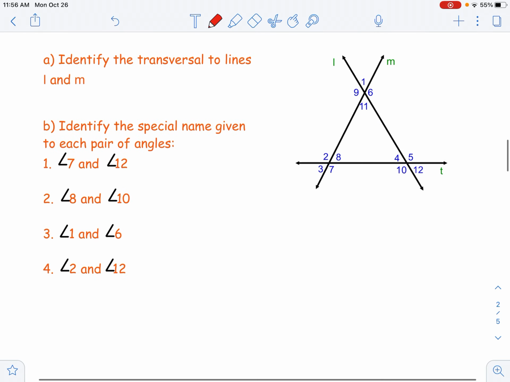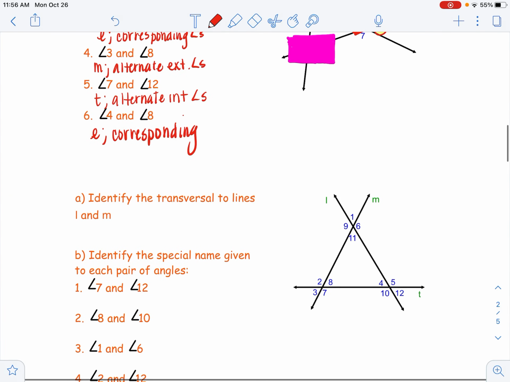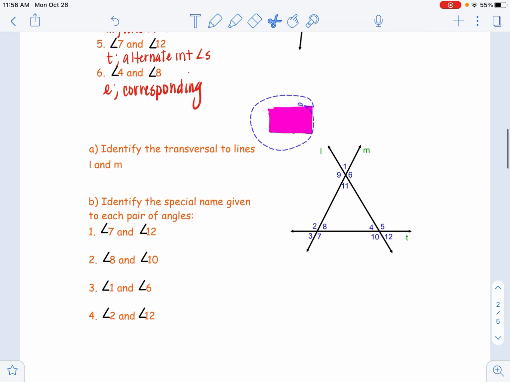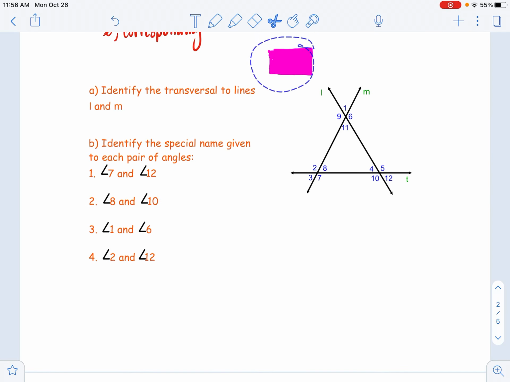All right, next, this is a different step. Why don't you pause the video and try these on your own. I'm going to go grab my thing to block. All right, A says identify the transversal to the lines L and M. So what's the line that intersects L and M? That's T. Next it says identify the special name given by each pair of angles.